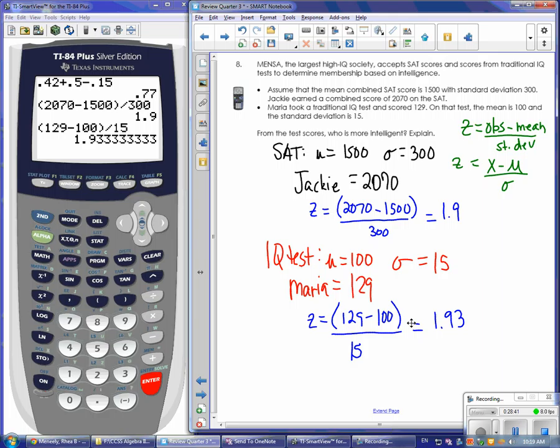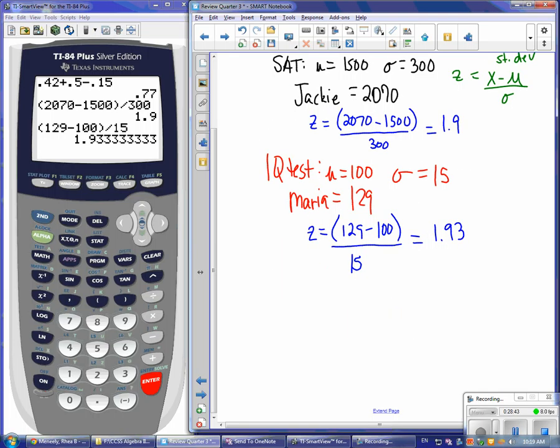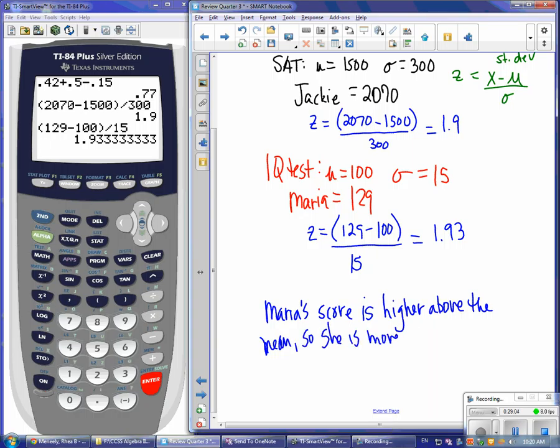Okay, since both of these values are positive, we can see that Maria is higher above the mean. So she's more intelligent. And that would be then Jackie. Okay.